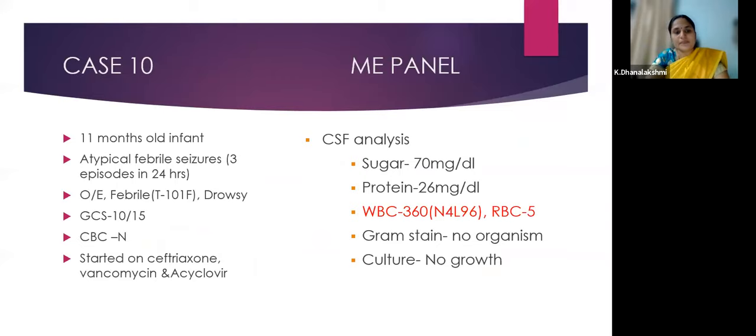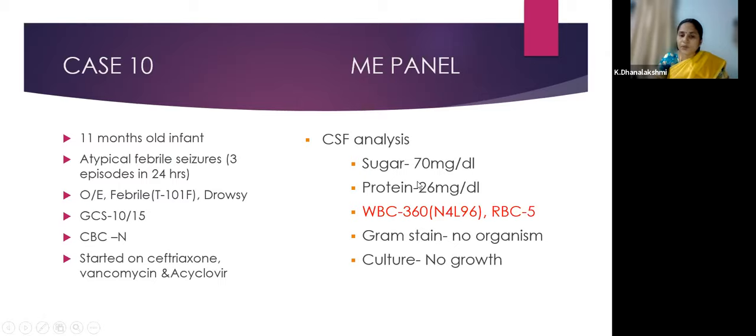Coming to the meningoencephalitis panel, this is an 11-month-old infant admitted for atypical febrile seizures. This infant had 3 episodes of seizures within a day. On examination, the infant is febrile, drowsy with low GCS, GCS is only 10/15. CBC is normal. Because of meningoencephalitis, started on ceftriaxone, vancomycin, and acyclovir. CSF analysis suggests aseptic meningitis. Sugar and protein reasonably okay, only pleocytosis, 360 cells with lymphocytic predominance. Gram stain, no organism, culture, no growth. So we know it is aseptic meningitis.